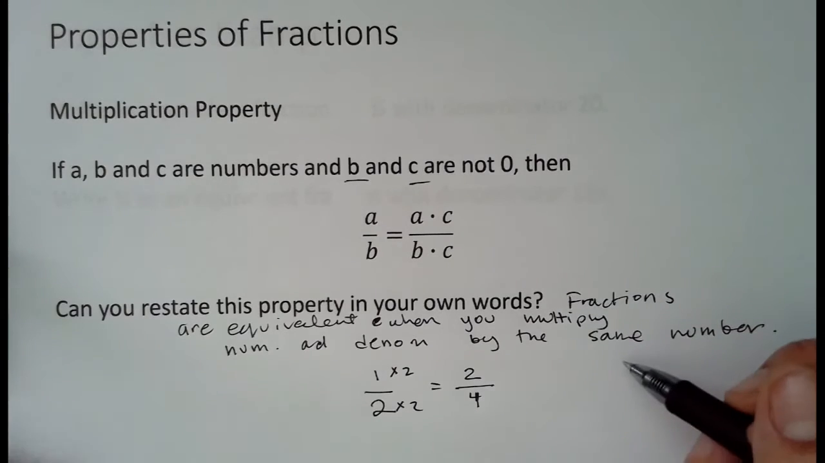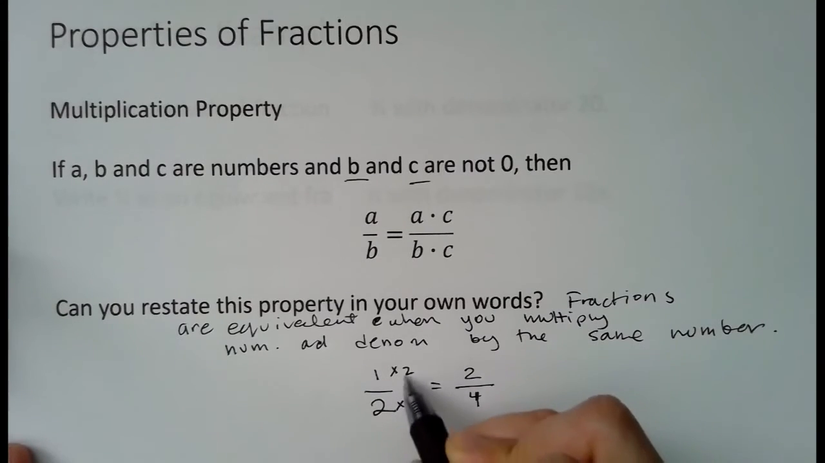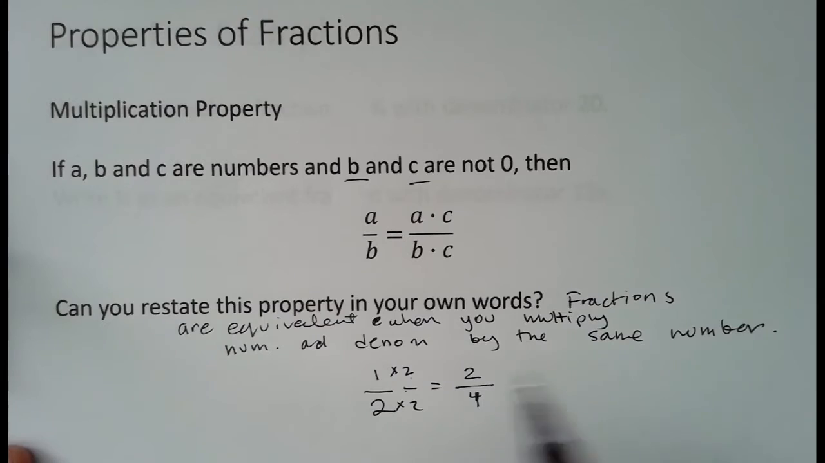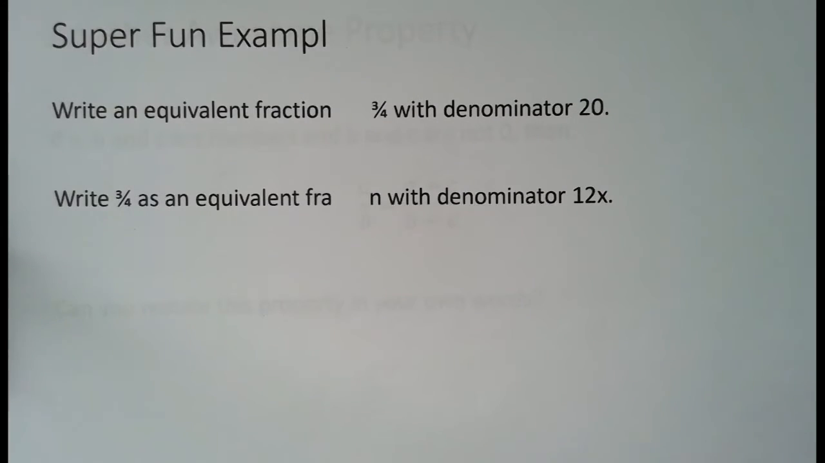Another way to prove it to yourself is that if you think about it, 2 over 2 by itself is 1. So you're technically multiplying the 1/2 by 1. So it's still the same value. It just has different numbers. So they're equivalent fractions. A super fun example.